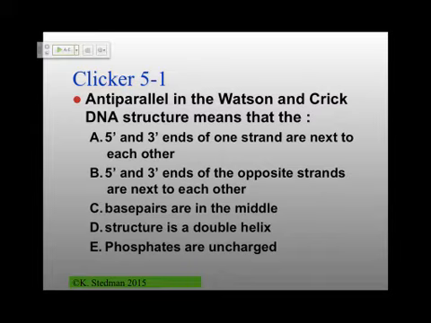Anti-parallel in the Watson and Crick DNA structure means that the 5' and 3' ends of one strand are next to each other, the 5' and 3' ends of the opposite strand are next to each other, base pairs are in the middle, the structure is a double helix, and phosphates are uncharged. So let's give it a start.